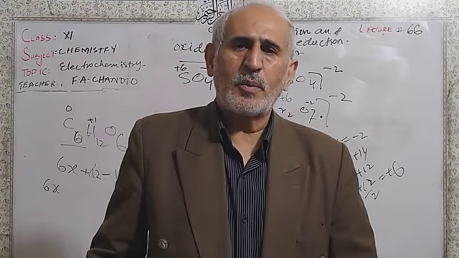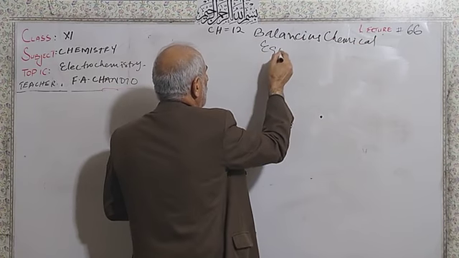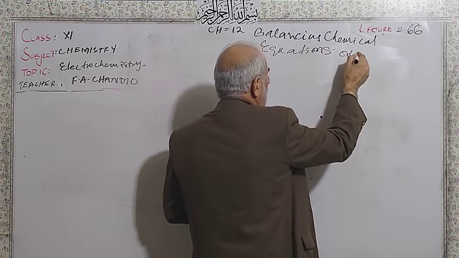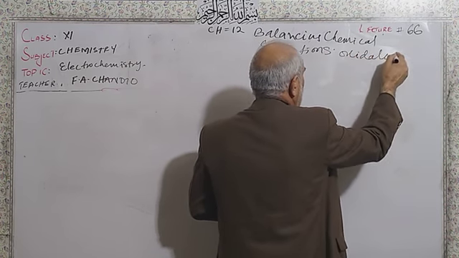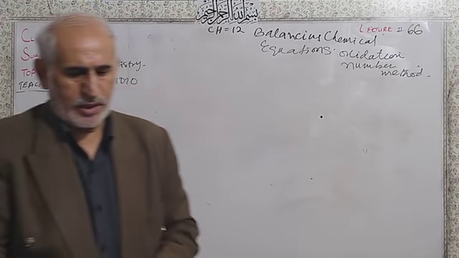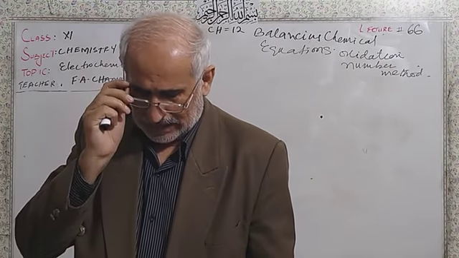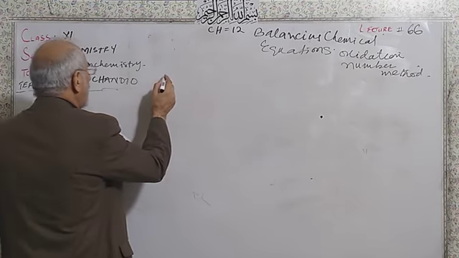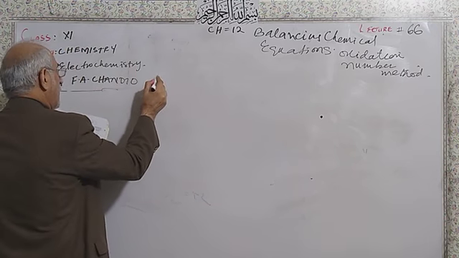Balancing chemical equations by using the change in oxidation number method. We will balance the chemical equation by the change in oxidation number method. So I am going to write the skeleton of the equation, then we have to balance it. So first write the skeleton of the equation from the question paper.